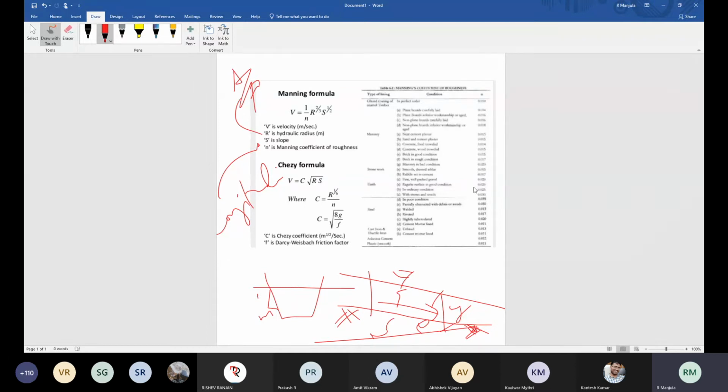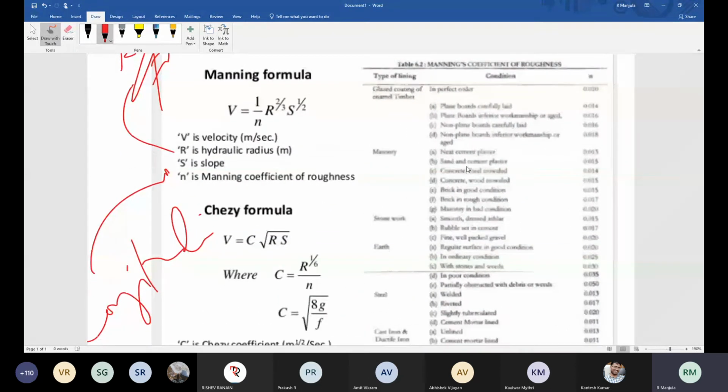And what are the Manning's roughness coefficients for various materials? We can see them on the right hand side. The Manning's roughness coefficient is actually a calibrated value, so based on the roughness of the section, the value differs. We can see glazed coating of enameled timber, with conditions: plain boards with good workmanship, and non-plain boards of inferior workmanship. You can see the value differs. If it is in perfect order, it is 0.01. Otherwise, the roughness increases up to 0.018 for non-plain board of inferior workmanship.